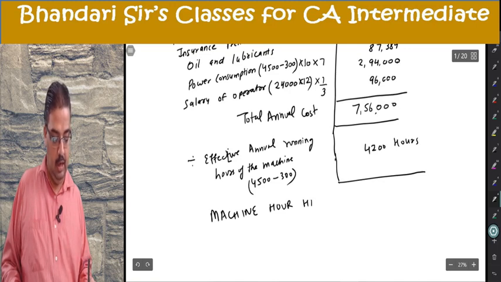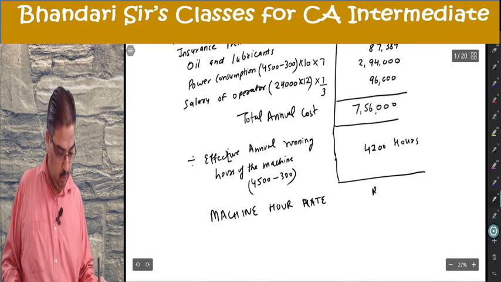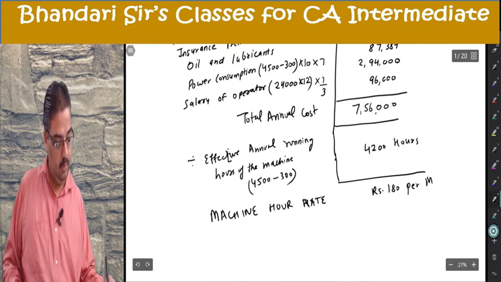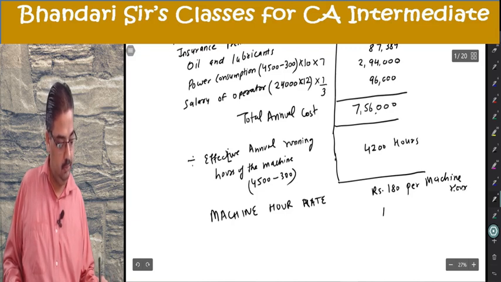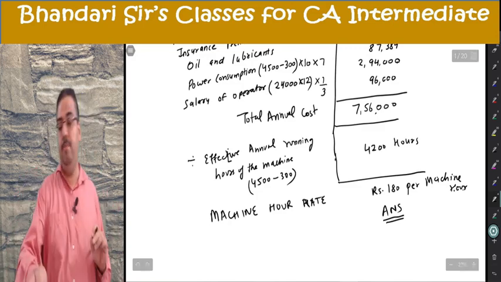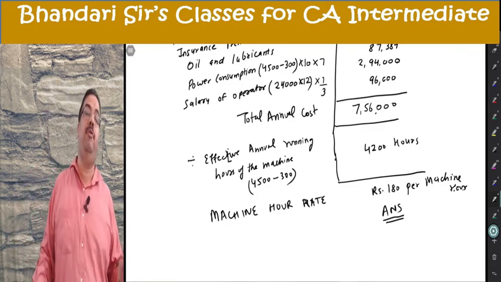Machine hour rate: rupees 180 per machine hour. That is my answer. This is the complete question, May 2019, question number 5B.